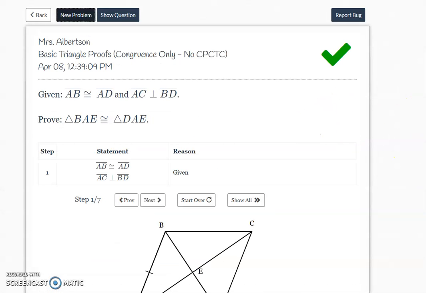All right, so that gives you a couple more examples using DeltaMath to write proofs.